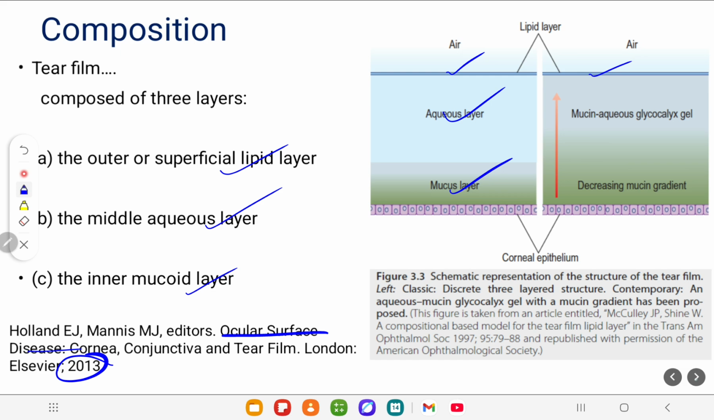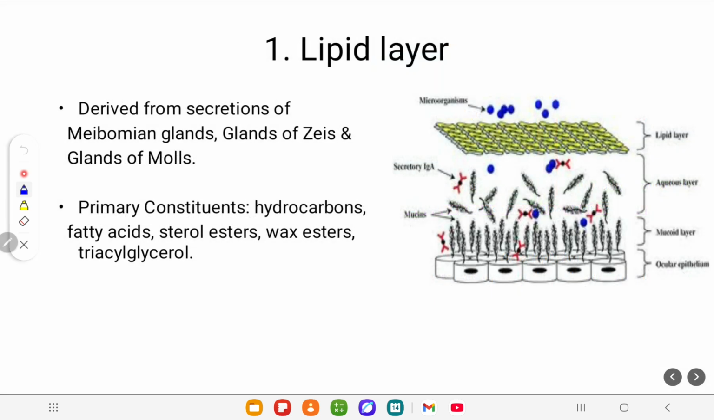Okay, just move forward. So the lipid layer. What is the lipid layer? It's basically secreted from the meibomian gland, gland of Zeis, and gland of Moll. The primary constituents are hydrocarbons, fatty acids, sterol esters, wax esters, and triglycerides. What is the function of the lipid layer?